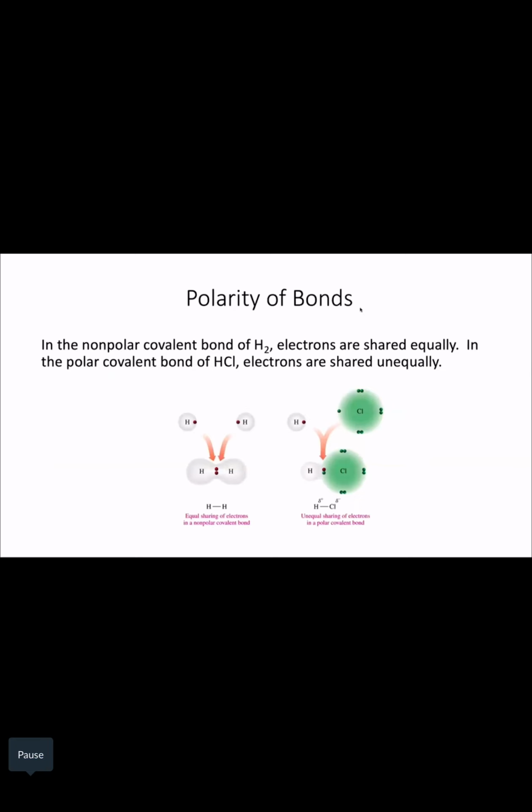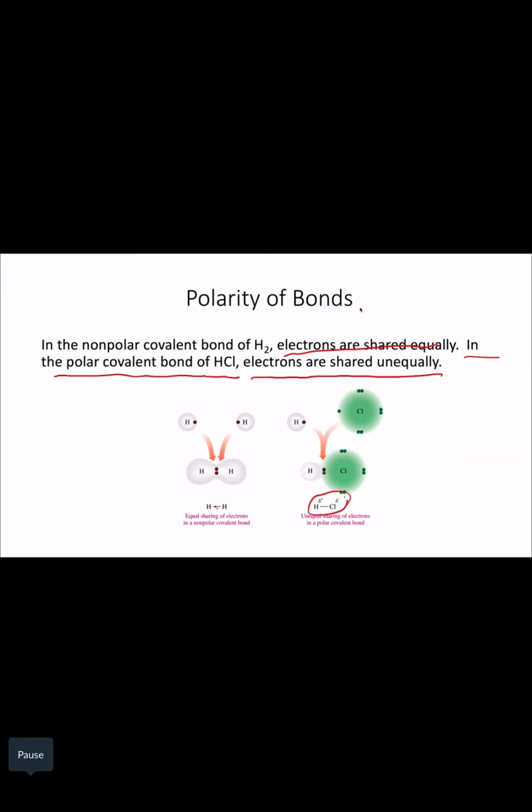In a nonpolar covalent bond of hydrogen, electrons are shared equally. In the polar covalent bond of HCl, electrons are shared unequally. So this is where it gets a little bit interesting. Here they equally share electrons, but when we take a hydrogen and replace it with a chlorine, here we go, that is a problem.